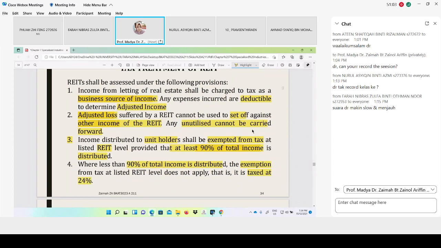So if they distribute 90% of the total income to the unit holders, the whole amount of total income will be exempted from tax. If they distribute less than 90% of the total income, the total income will be taxed at 24%. Okay, clear?